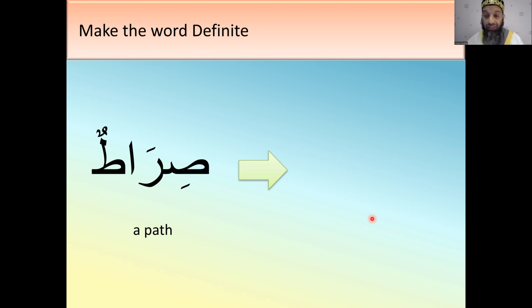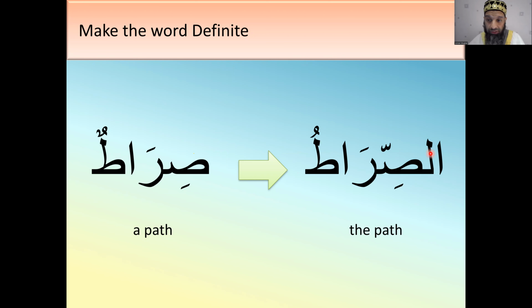Siratun. Sirat al-ladhina. Already in Surah Al-Fatiha, we see this. Siratun means a path. So how do you make it into the path? As-siratu. The alif lam appears and makes it the. When the alif lam appears, you can't have a double ending. It has to become single. So siratun, a path, becomes as-siratu, the path. Happy with that?